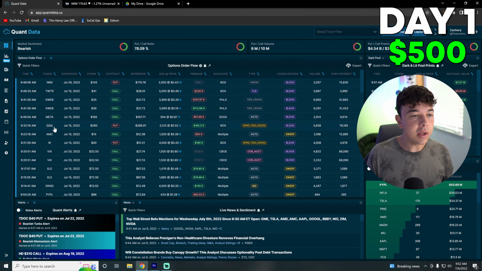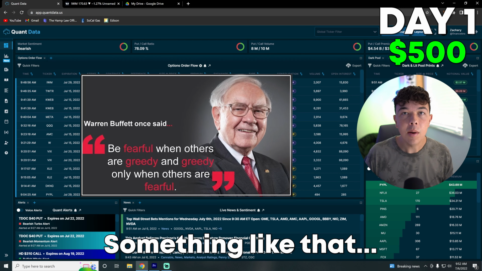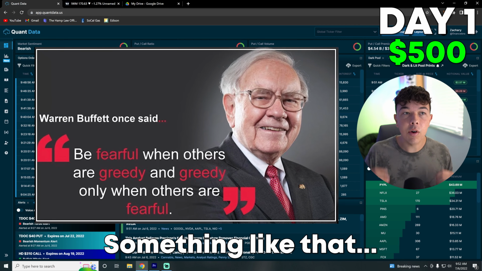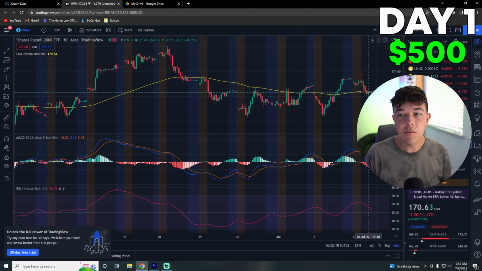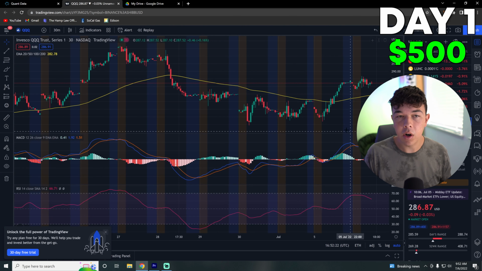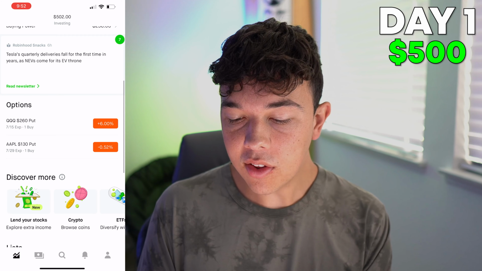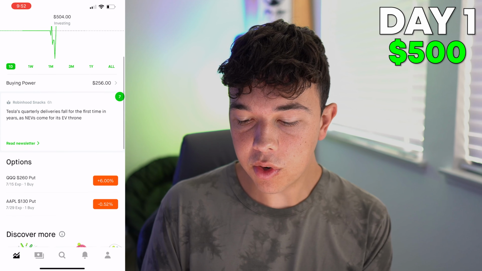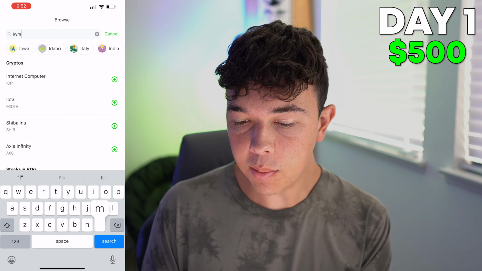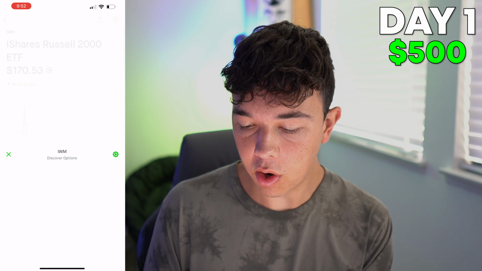The first put is going to be QQQ and the second put is going to be IWM, which are puts in a sea of green, but a wise man once said, buy when people are fearful and sell when people are greedy. As you can see from these trend lines, these charts do not look very good in favor for QQQ as well as IWM, so let's get into this. As you can see here, I already bought the QQQ put, which is up 6%, and I'm buying IWM now before the market starts to go absolutely crazy.